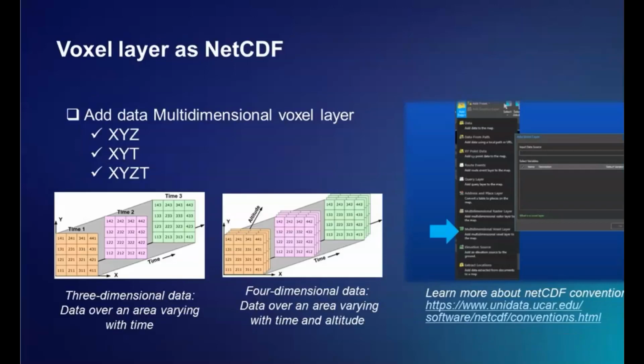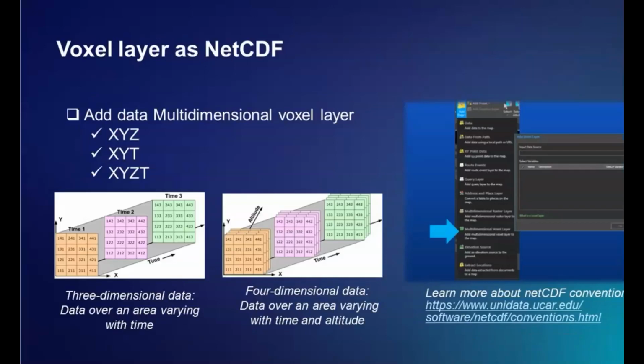NetCDF is a file format for storing multidimensional scientific data such as temperature, humidity, pressure, wind speed, and direction. Many organizations and scientific groups have adopted NetCDF as a standard way to represent some forms of scientific data.